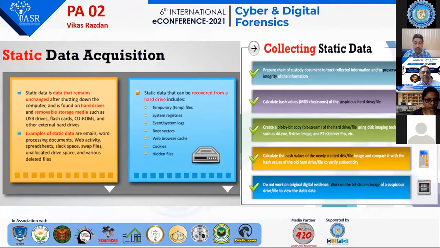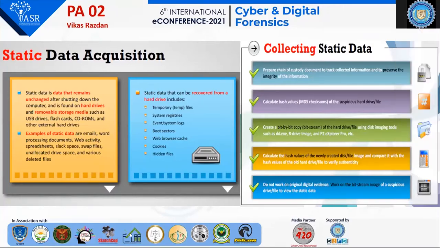Now comes static data acquisition. It is the process of acquiring non-volatile data, or unaltered data, that remains in the system even after the system is switched off. This includes temporary file systems, registries, system logs, event logs, boot sectors, web browser cache, cookies, and hidden files. All these constitute the static data. If a system is off, we can have access to this data, and not to the volatile data.